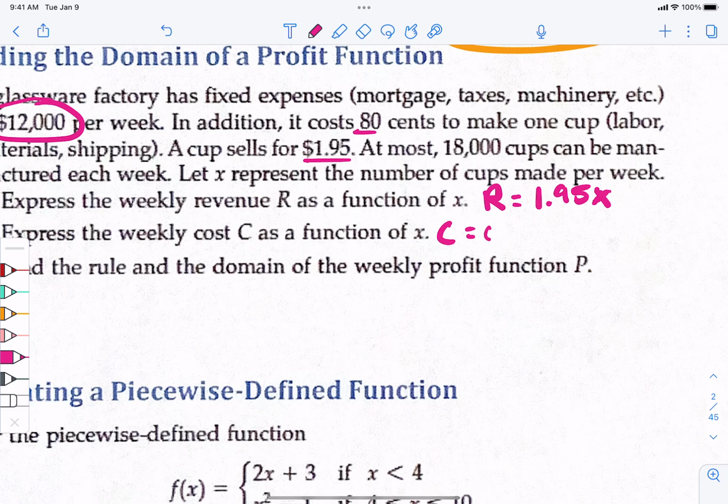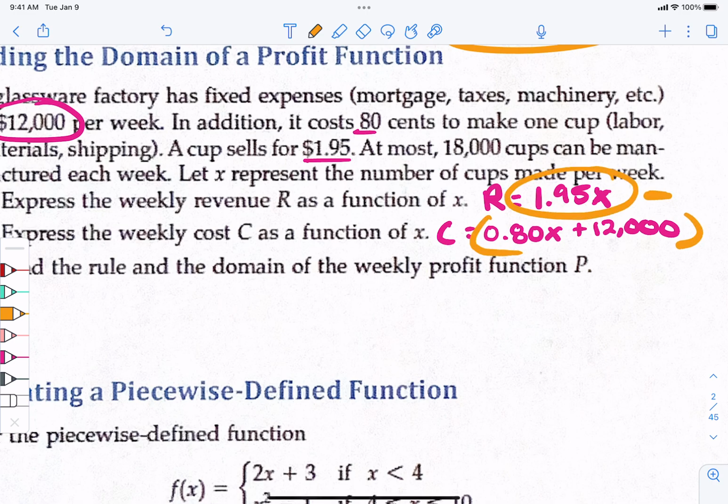Okay, keep going. You're doing fine. Negative 0.80x. I'm just going to call it 0.80x, plus 12,000. Now, if we are going to combine the two, it would be this equation minus this equation. So that's why you're saying minus 0.80x. But cost, we're just going to put as a positive number, and then we would subtract the two. So that's kind of how that would work. So there's our cost equation.